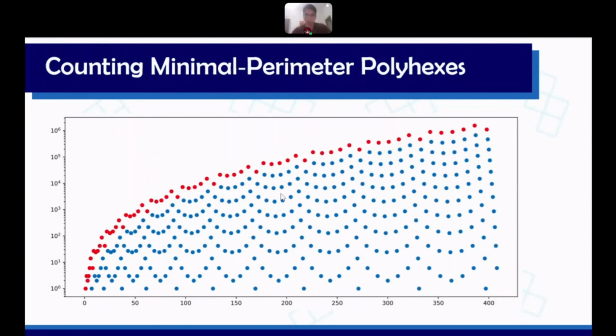So this is the count of how many minimal perimeter polyhexes there are for a given size, but we don't know too much about these patterns besides that they exist.